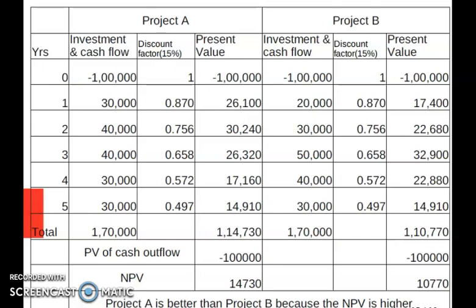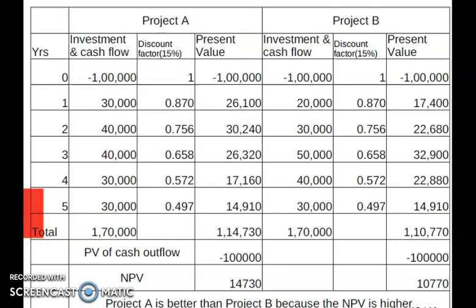Similarly, find the discount factor for the second year at 15% and it is 0.756. And to get the amount, 30,240. Again for the third year, the discount factor at 15% is 0.658. Multiply 40,000 with 0.658 and you get 26,320. Similarly, do it for the fourth year and fifth year and you will get 17,160 and 14,910 respectively. Total the amounts of the first year, second year, third year, fourth year and fifth year, and you get 1,14,730 as the total of the present value of cash inflows.